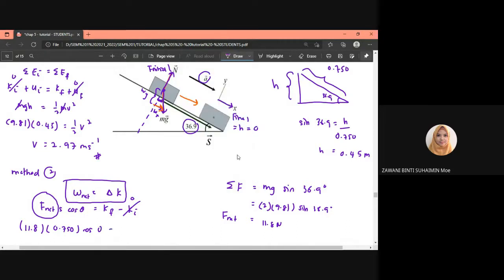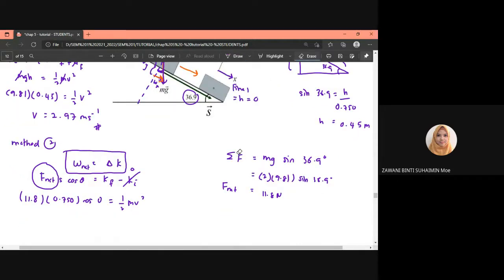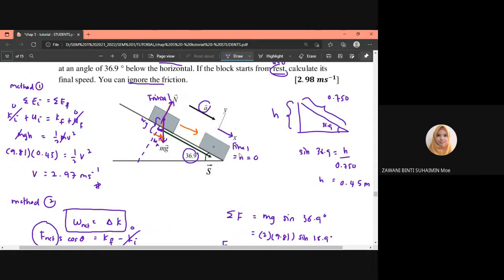Alright, so okay, final 1/2 mv square. So mass tu kita dah ada kan, so masukkan sajalah. Okay, sekejap. Mass tu dah diberi tadi iaitu 2 kg. So v square. Okay, so when you rearrange your equation, you akan dapat jawapan bersamaan dengan 2.98 meter per second. Nampak tak jawapan dia lari sikit lah, tapi dua-dua method ni diterima. Okay, tak ada masalah. Alright. So that is how you determine the velocity.